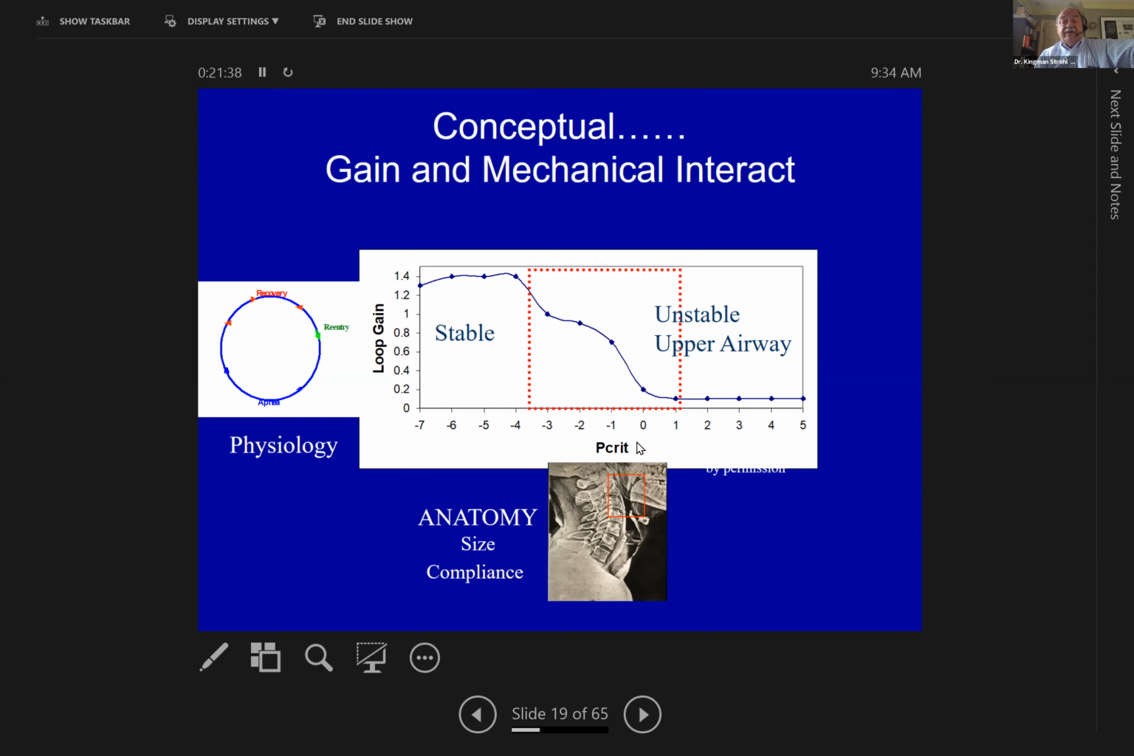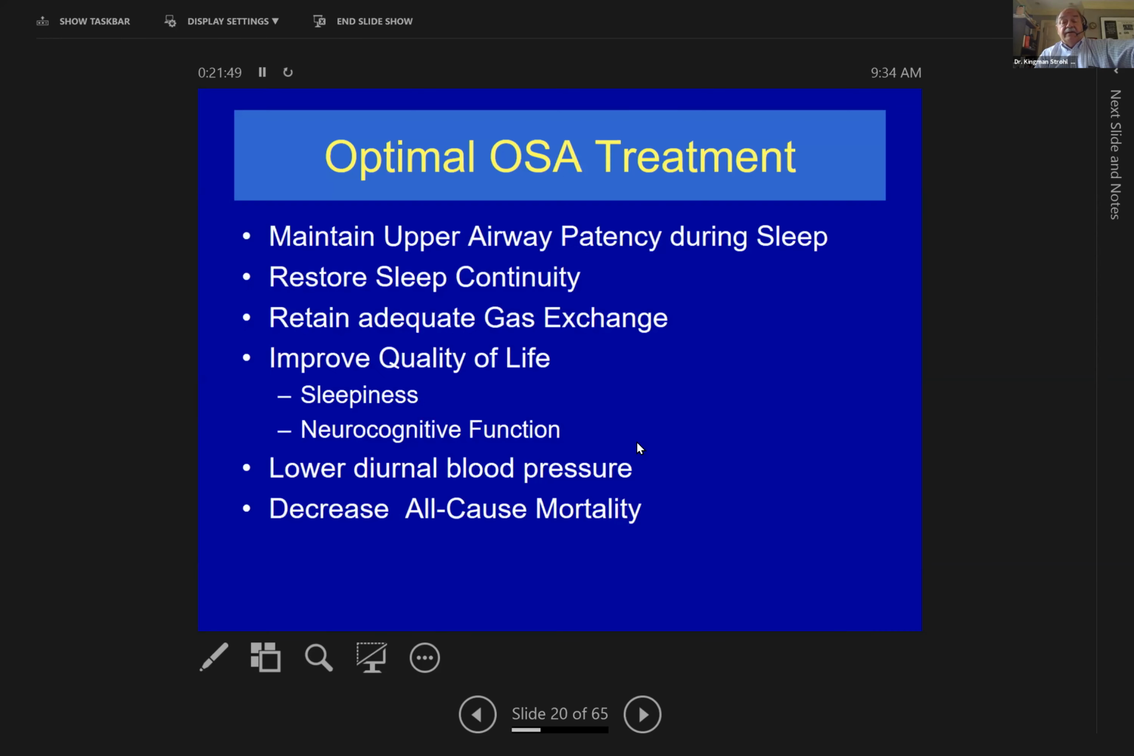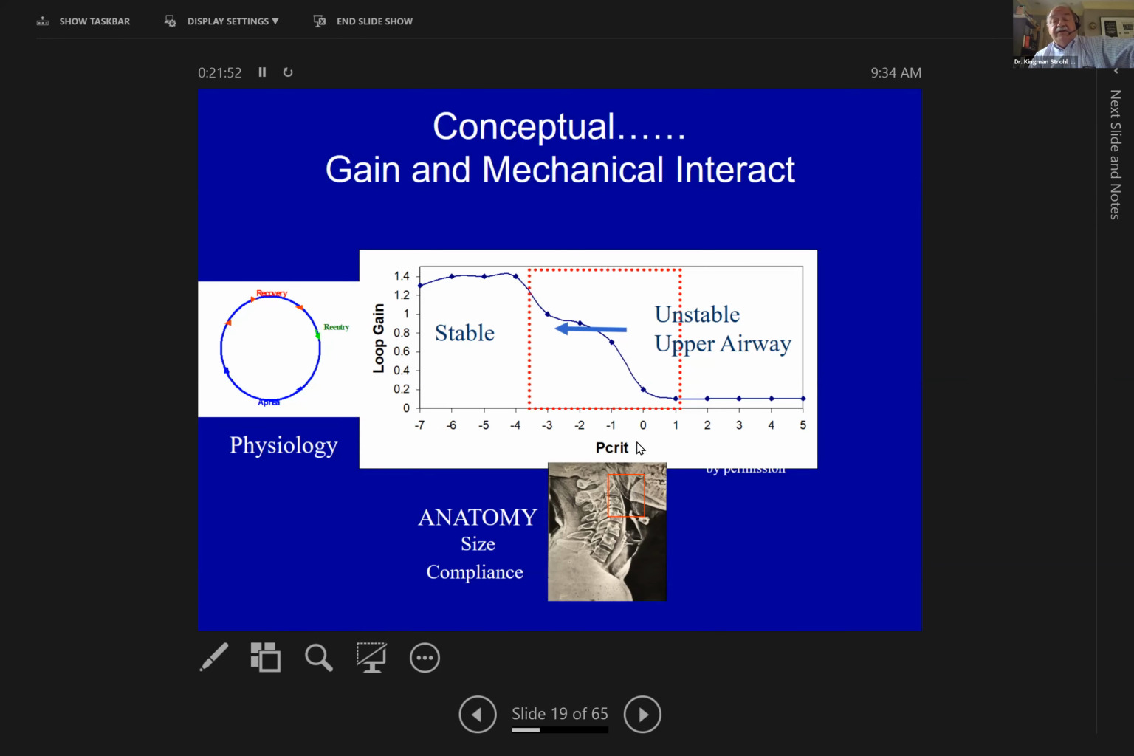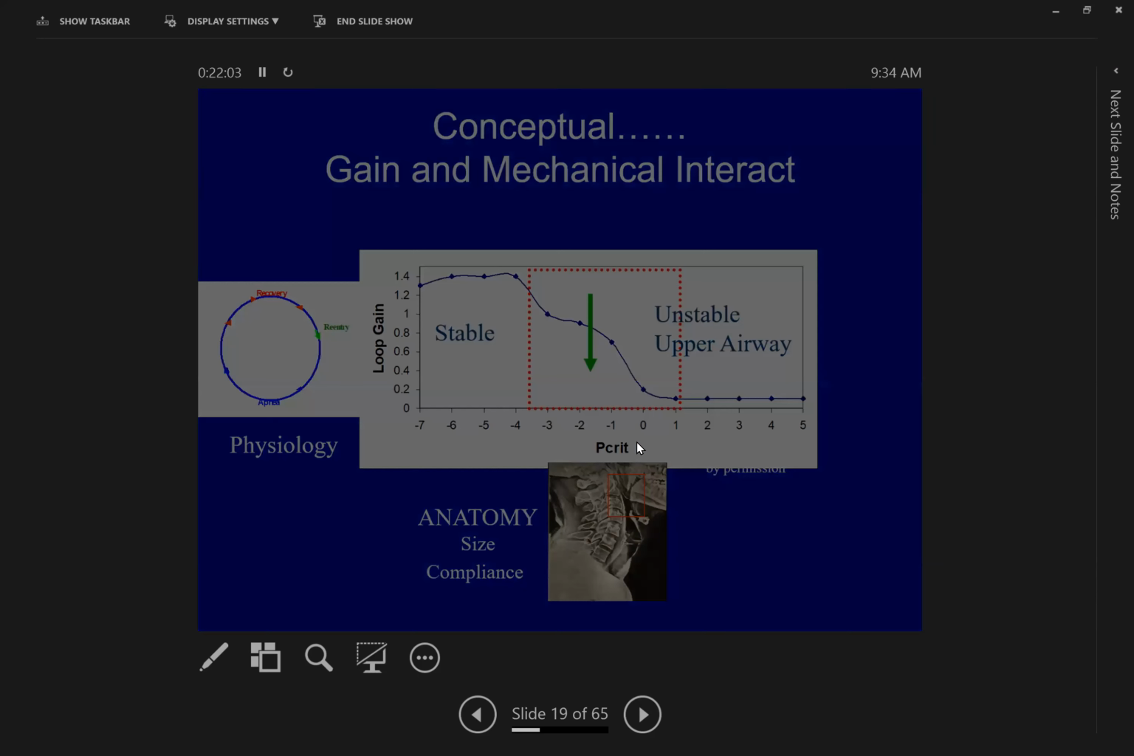So these two things interact. And there are therapy implications: you could decrease this gain and go from an unstable upper airway to a stable upper airway. But most of the time we use CPAP, or we do surgery, or we do something else, and we try to reduce that P crit so they get into a more stable position. What is the unit of measure for loop gain?